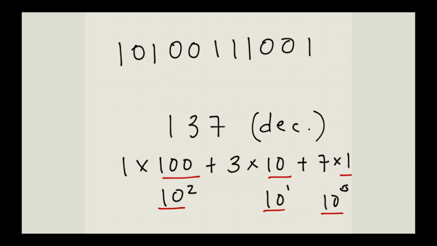And the exponent, the 0, 1, or 2, is implied by the position of the digit in the number that we write. Right? So if we look at it, this 1 is in the second position, the 3 is in the first position, and the 7 is in the 0th position. So that's how we get the various exponents below for our bases.